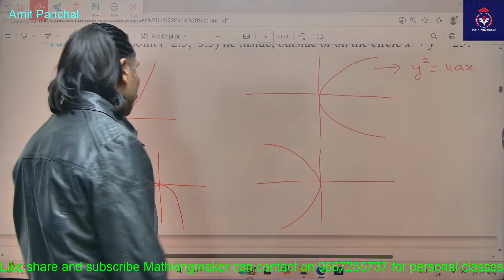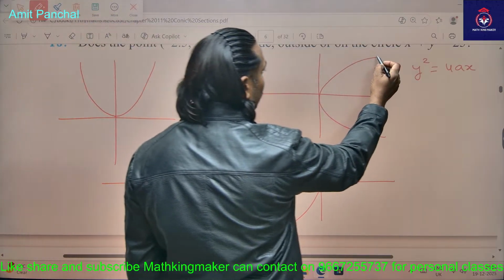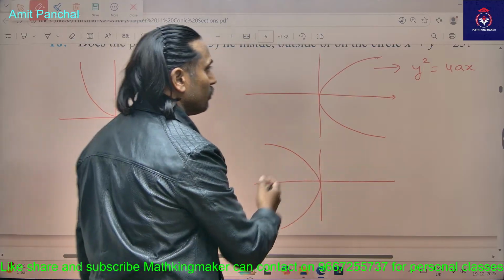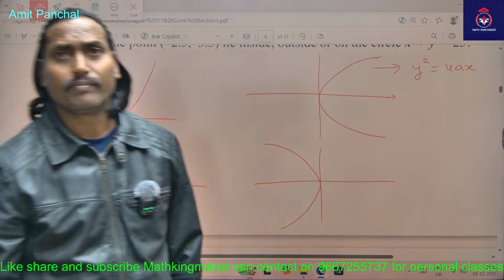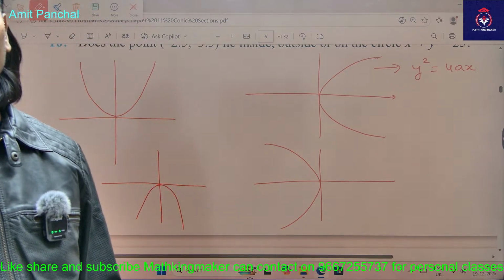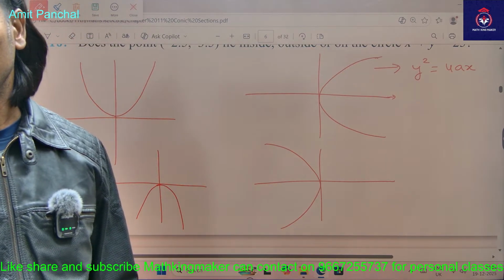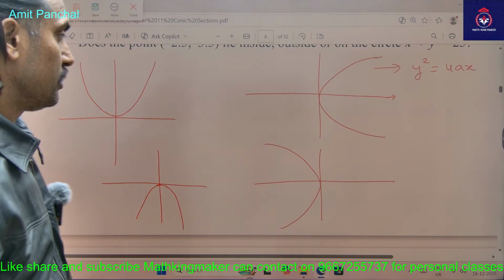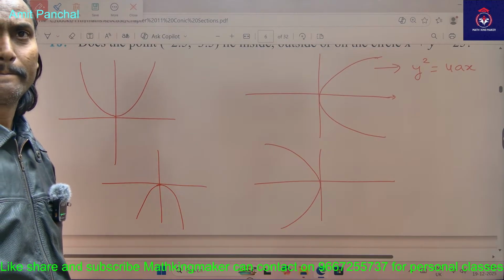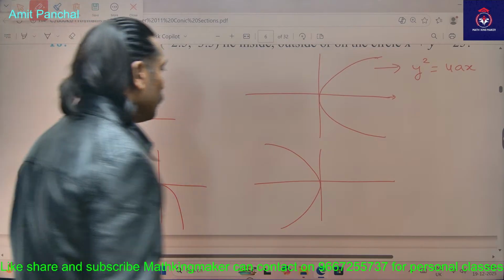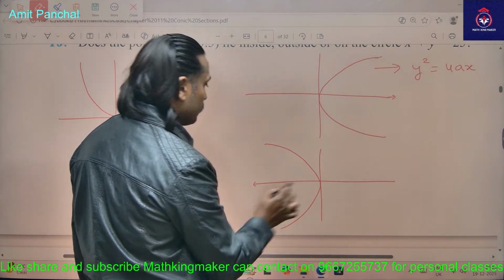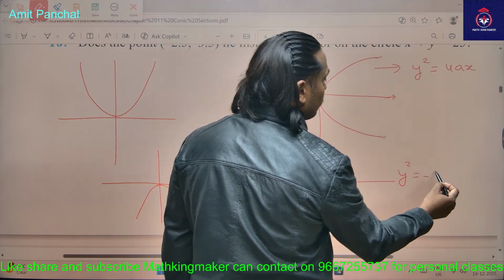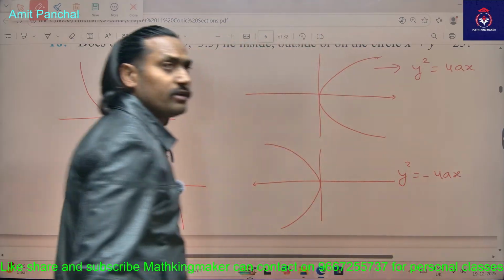If it is open towards the positive x-axis, it will be y square is equal to 4ax. Sorry, your voice is breaking. Is it fine now? Yes, sir. So this one is towards the negative x-axis. So this equation is y square equal to minus 4ax. Got your point?